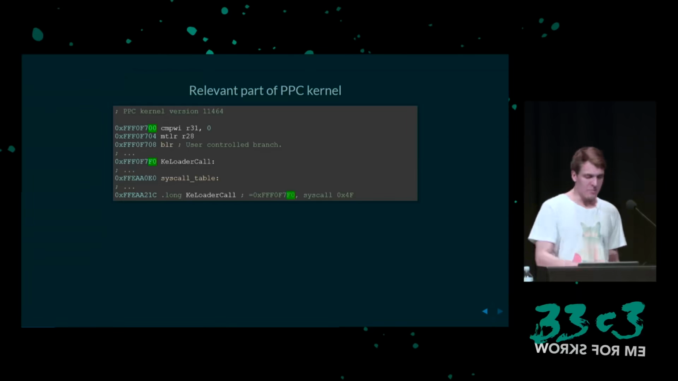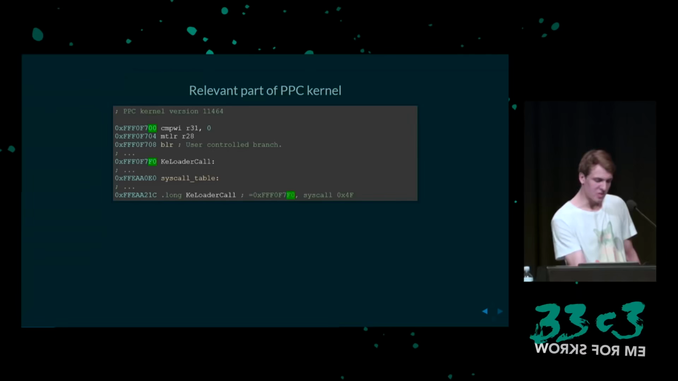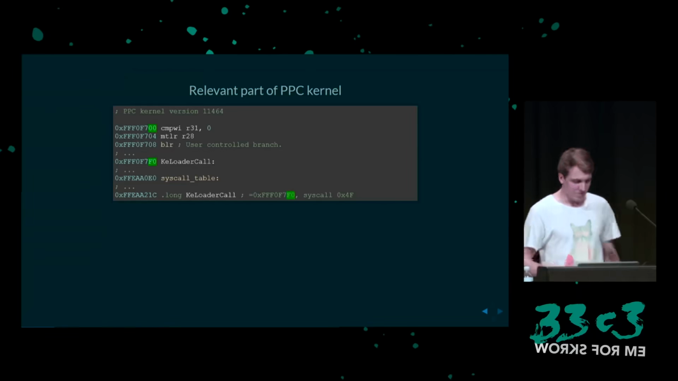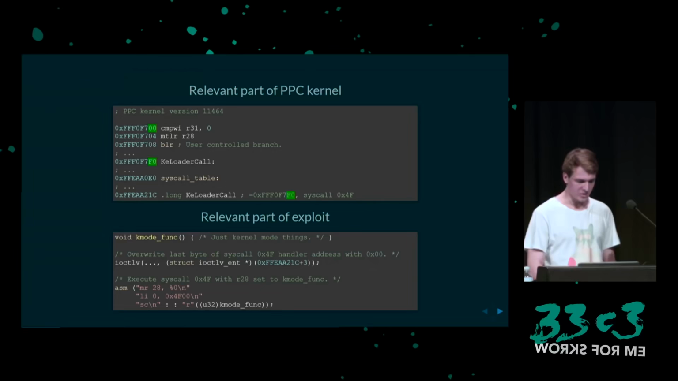And what we will do now is overwrite this last byte with 0. And what happens is that now the syscall will actually point to this very usable gadget up there, where it loads this register R28 into the link register and just branches there. And the nice thing is that we control R28 from user mode, so this gives us a way to just jump anywhere, basically.